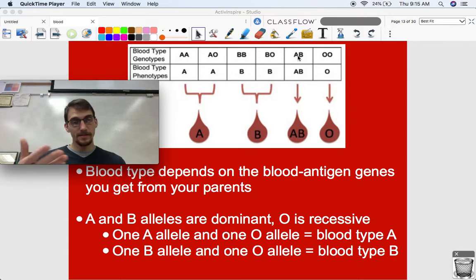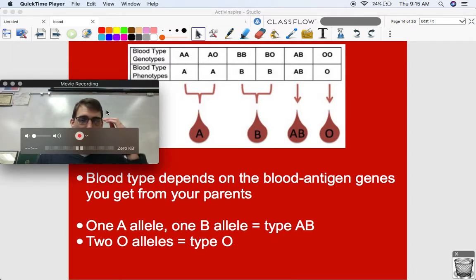So this is actually a genetic case where both of those are expressed at the same time. And if you have two O's, that's when you have blood type O. Okay, so this is what I mean by dominant and recessive. This is going to take a little bit of practice, right?